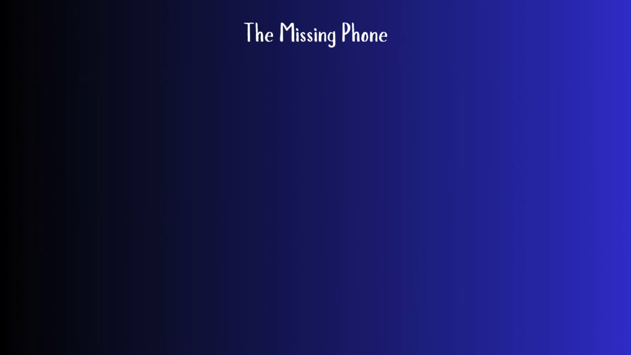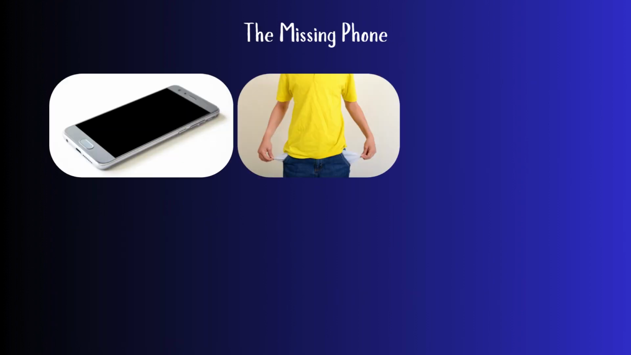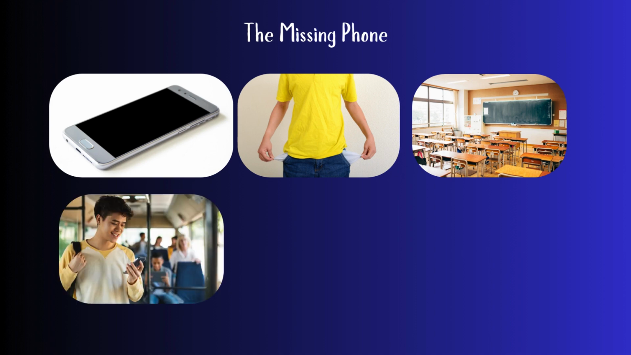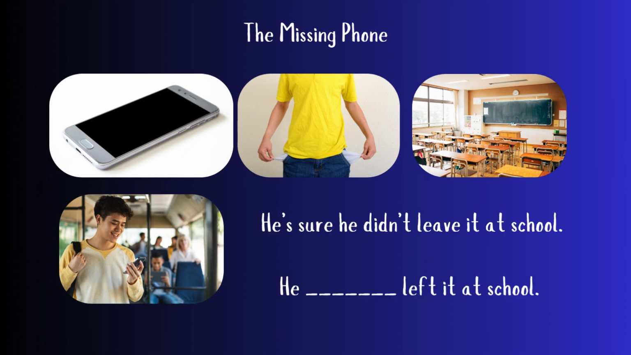Let's see another scenario called the missing phone. Alan notices that his cell phone is missing. He looks everywhere but can't find it. Tina asks him if he left it at school. Alan replies, I'm sure I didn't leave it at school because I remember using it on the bus ride home. So, since he is sure he didn't leave it at school, what is true about his cell phone? He can't have left it at school.